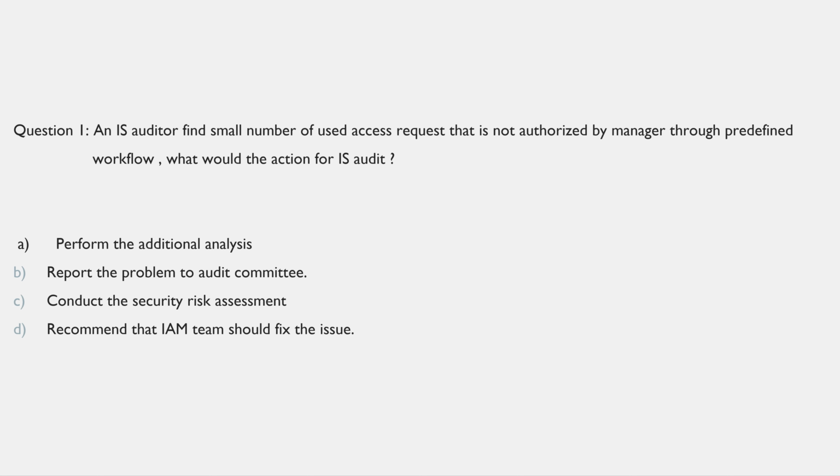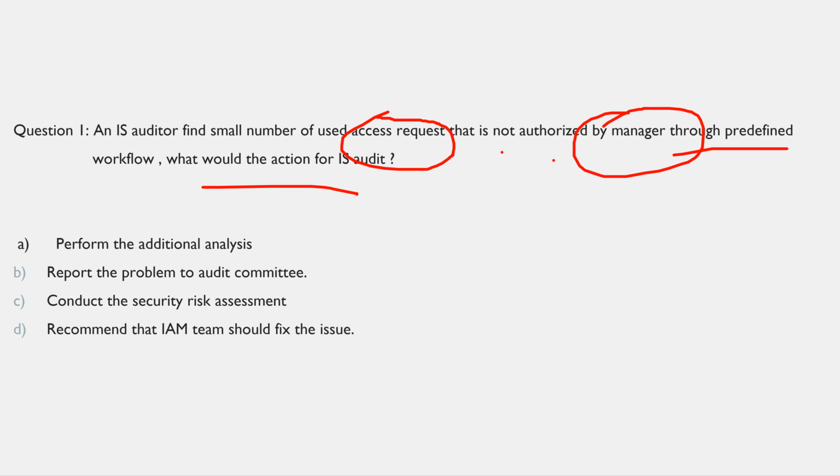Question number one: an IS auditor finds a small number of user access requests that are not authorized by the manager via the defined workflow. What would be the action for the IS auditor? The question is indirectly saying the workflow of access requests is not followed thoroughly because the manager has no means to approve. The options are: perform additional analysis, report the problem to the audit committee, conduct a security risk assessment, and recommend that the IAM team should fix the issue.